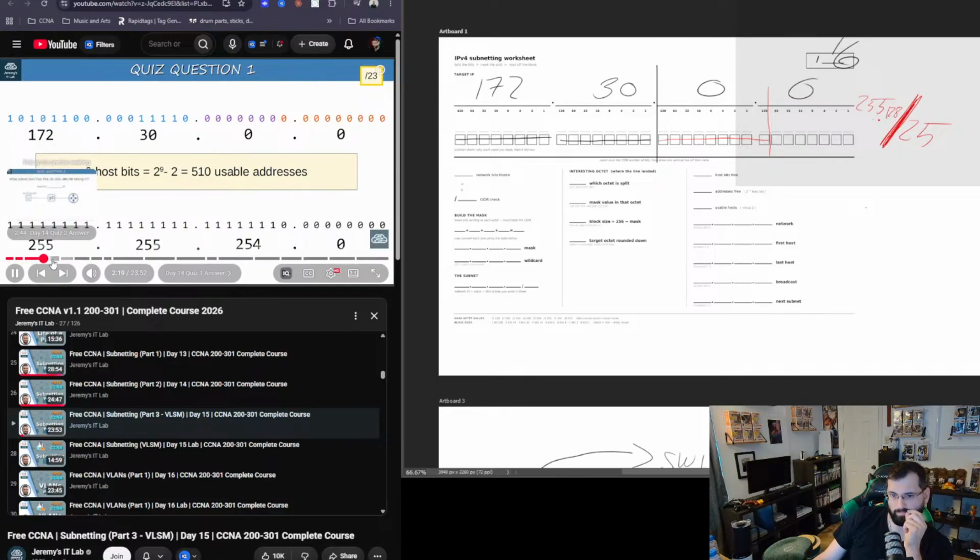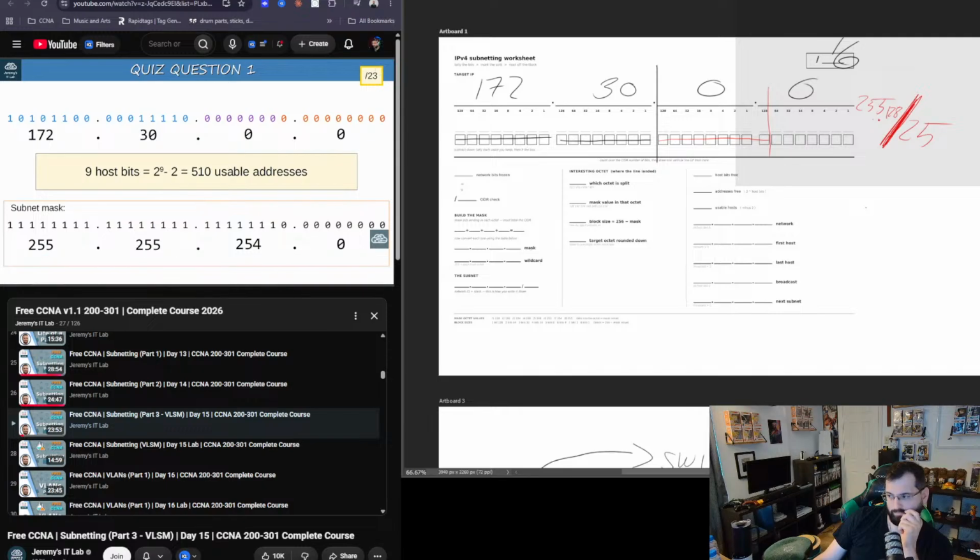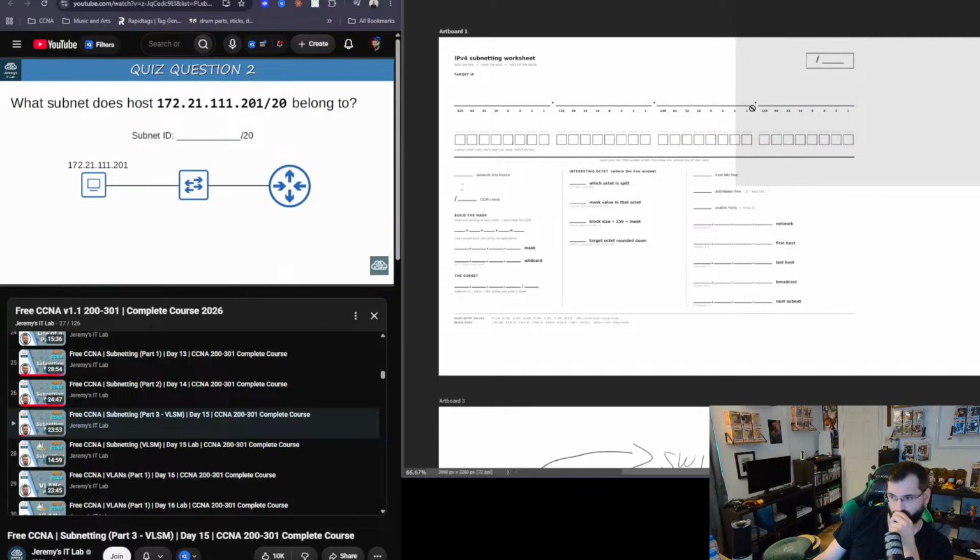To question 1. The prefix length will be /23. /23 is written as 255.255.254.0 in dotted decimal, by the way. As I mentioned before, make sure you know how to write different prefix lengths in dotted decimal too. Let's go on to question 2.